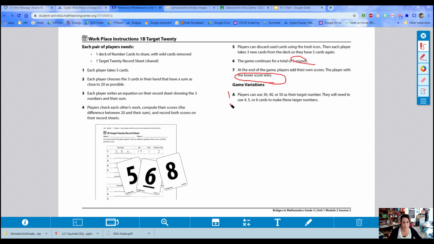If you want a challenge for this, you do not have to do this. This is a challenge. This is game variations. So variations is just like different kinds. So this is a different way you could play it. You can change the target number. So maybe 20 is too easy for you. Maybe you want to try and make it 40 and see how it goes.